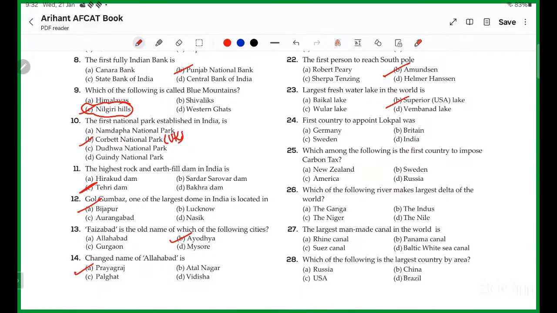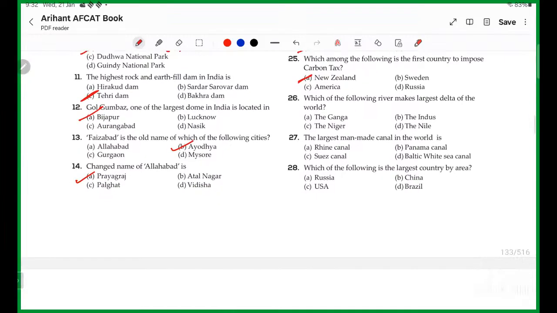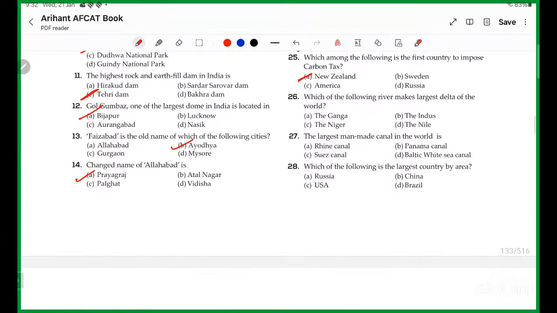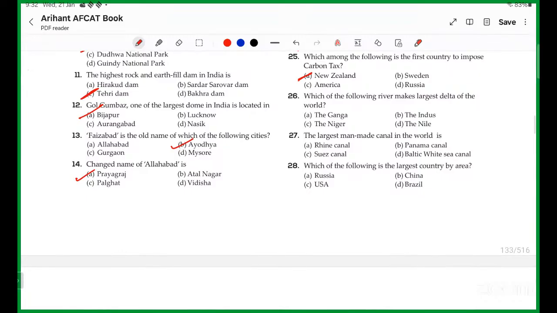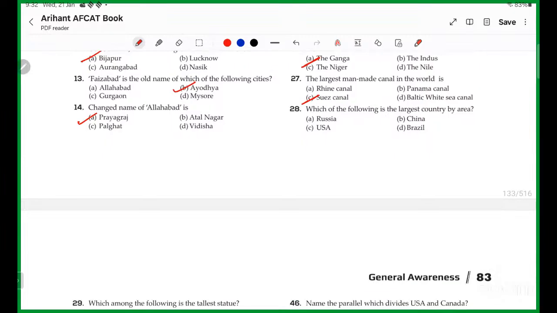The first country to appoint a Lokpal was Sweden. Which among the following is the first country to impose carbon tax? New Zealand. New Zealand was the first country which imposed the carbon tax. Which of the following rivers makes the largest delta of the world? It is basically Ganga. The largest man-made canal in the world is the Suez Canal. Suez Canal is a man-made canal.